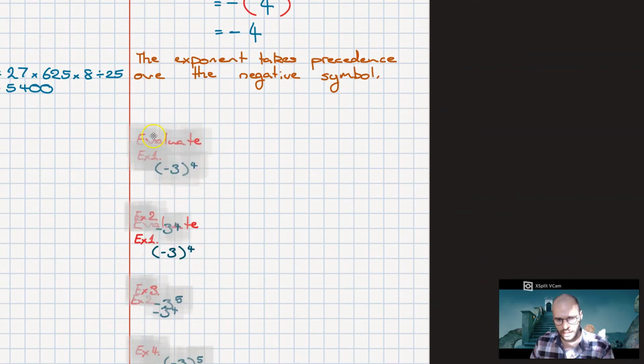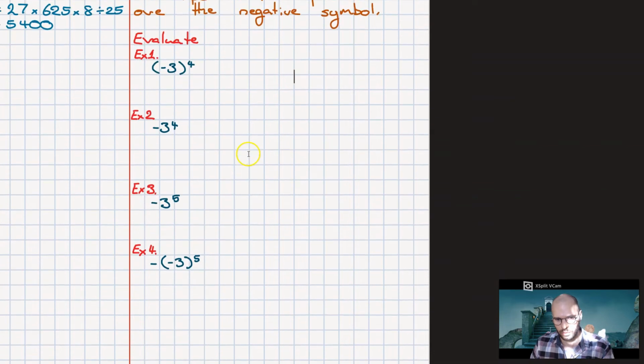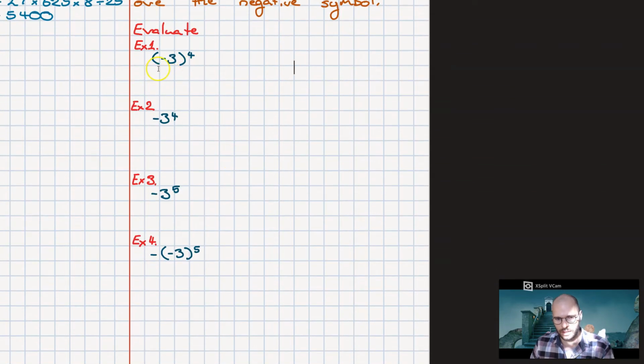So what we've got here are 4 examples. We want to evaluate all of them. So inside the brackets we have -3 all to the power of 4. To do this, we can rewrite it as -3 times -3 times -3 times -3. And then we could go 9 multiplied by 9. I really can't have those positives in front like that, so take them out. And that will yield a value of 81.